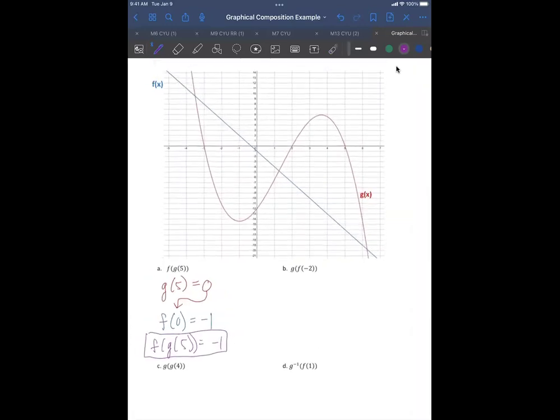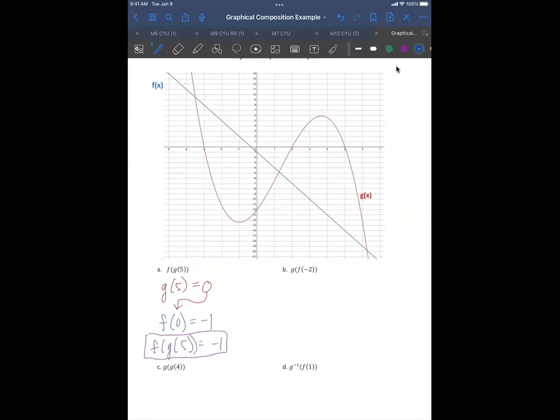g of f of -2. Okay, so starting with f of -2. So -2 is the input value inside parentheses. So I'm looking for an input of -2 on the x-axis. And once I get there, I'm purposefully wanting to pair it with the blue function named f. And you'll see that the blue function pairs with an output of 5. So f of -2 is 5.